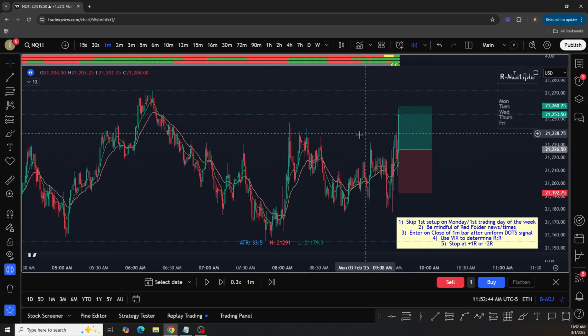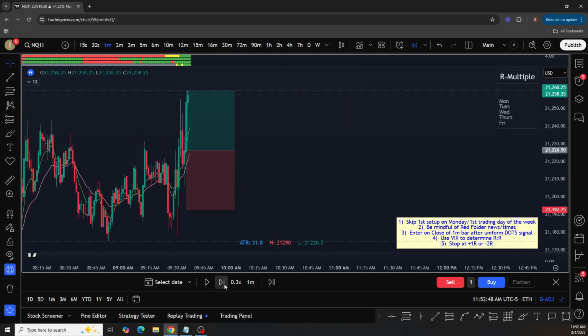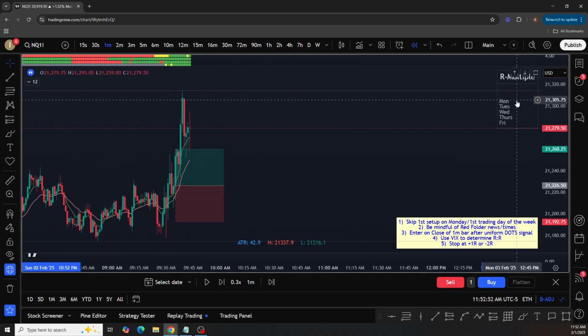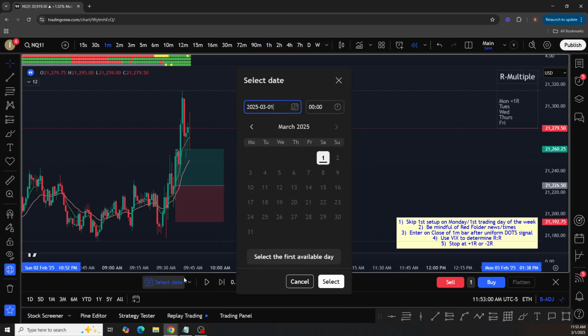And again, this is very loose. You can refine it however you want. So the first setup hits Monday, plus 1R. Very simple. So your day is over. Go on to the next day.